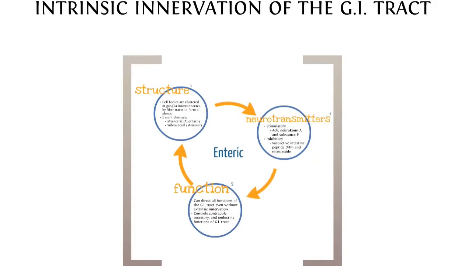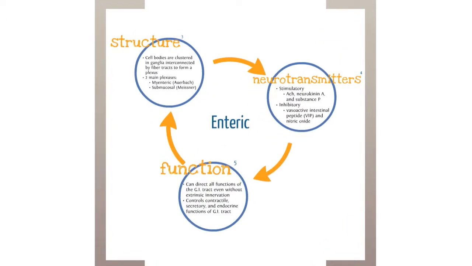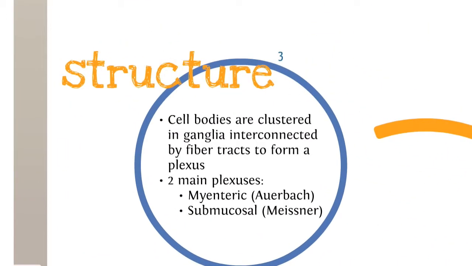Moving on to the intrinsic innervation of the GI tract, or the enteric nervous system. Cell bodies of the system are clustered in ganglia that are interconnected by fiber tracts to form a plexus. There are two main plexuses that we have mentioned before, the myenteric and submucosal plexuses.